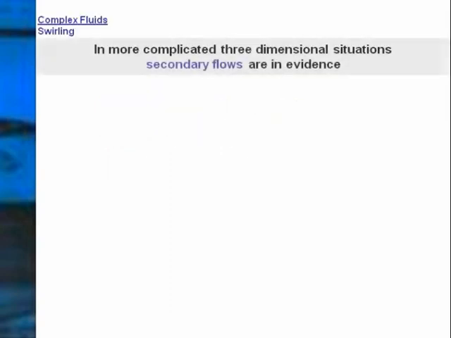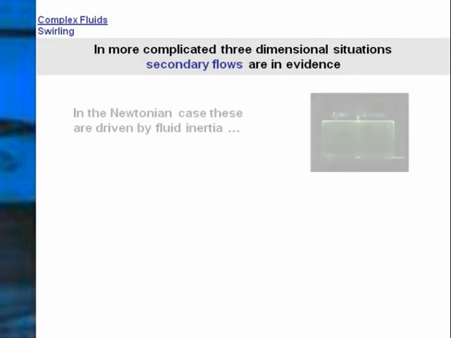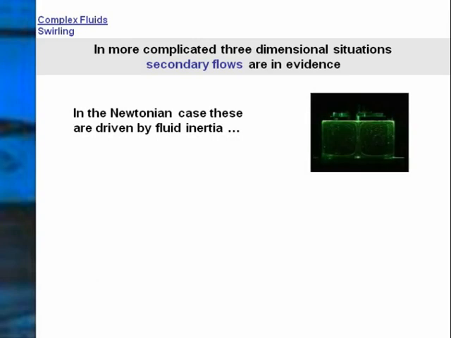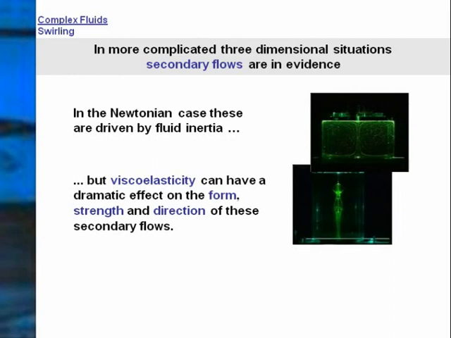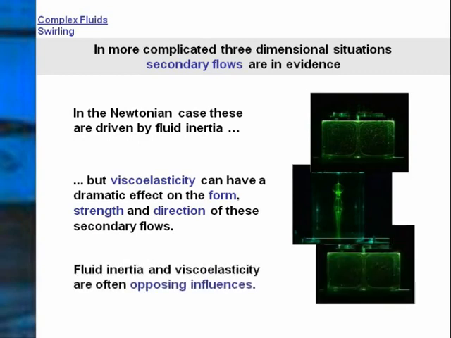In more complicated three-dimensional situations, secondary flows are in evidence. In the Newtonian case, these are driven by fluid inertia, but viscoelasticity can have a dramatic effect on the form, strength, and even direction of these secondary flows. Loosely, one might say that fluid inertia and viscoelasticity are often opposing influences in these situations.